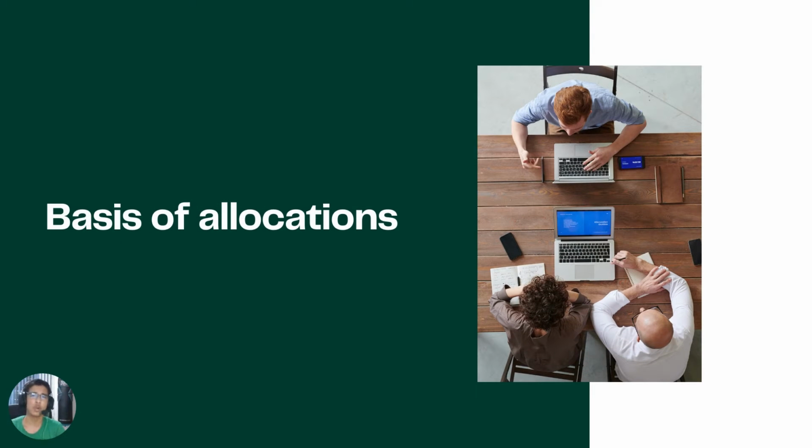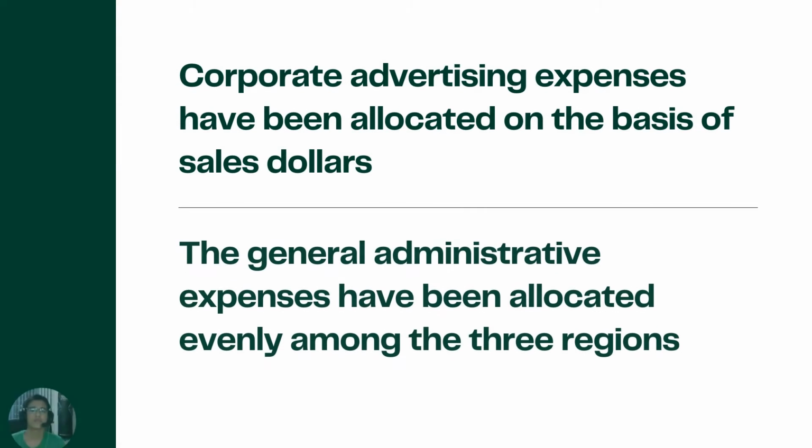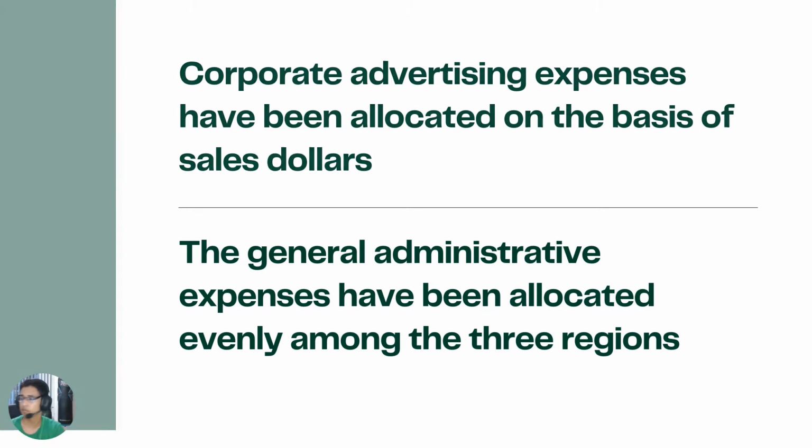Next, the second requirement of the problem is to explain the basis that is apparently being used to allocate the corporate expenses to each region, and whether I agree with these allocations. Explain. The corporate advertising expenses have been allocated on the basis of sales dollars, and the G&A expenses have been allocated evenly among the three regions.